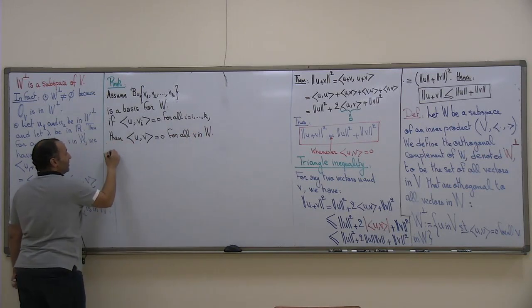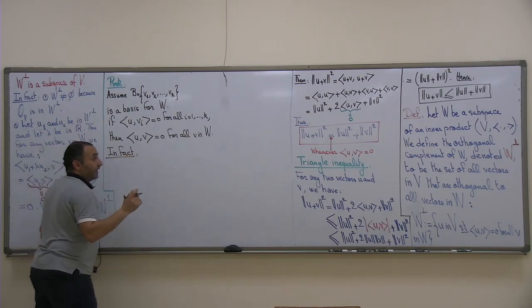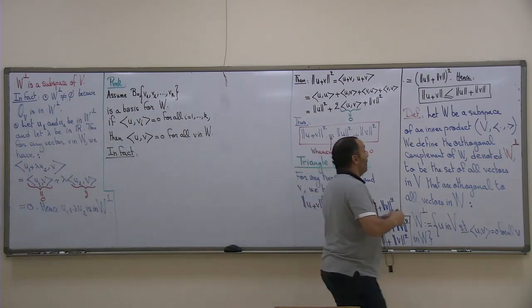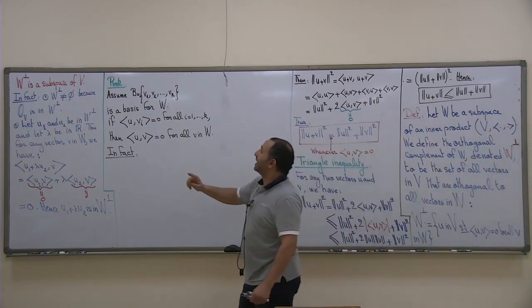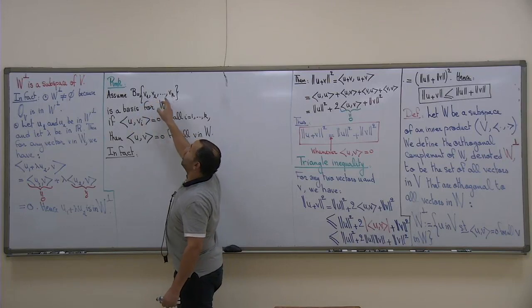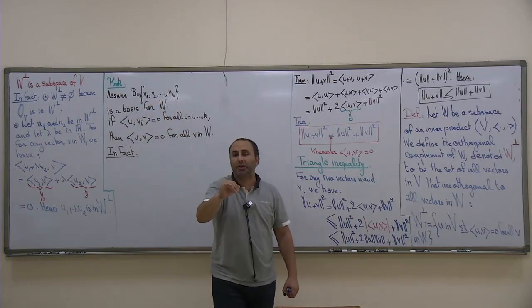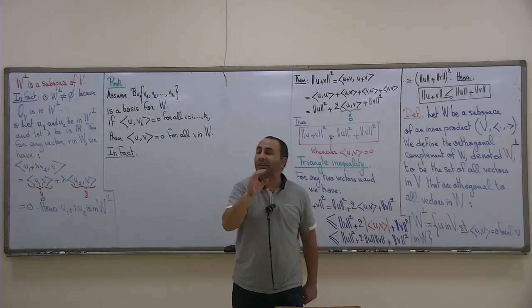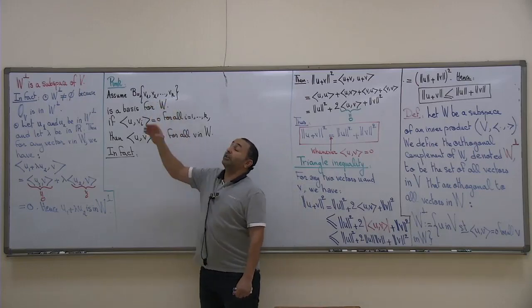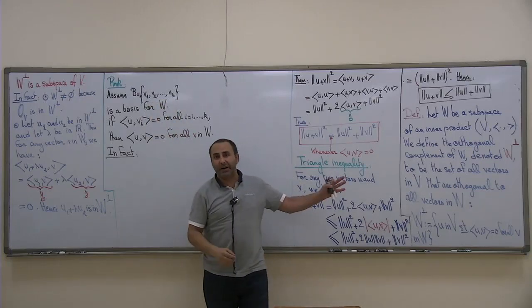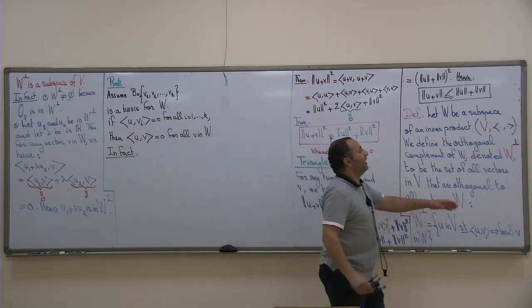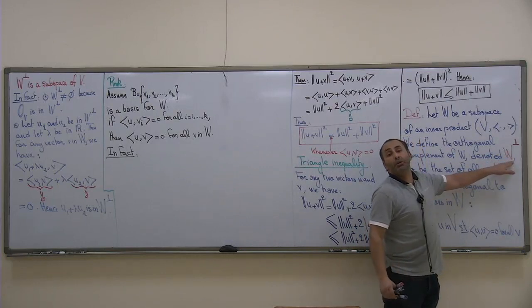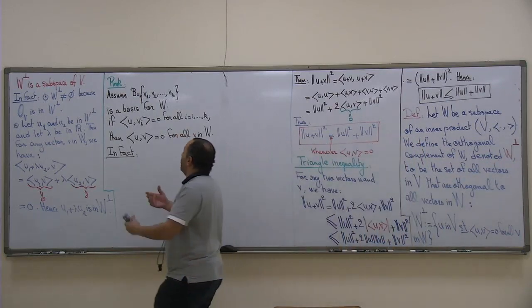In fact, why is this true? I repeat again, what is this idea? It is enough for me to characterize W orthogonal. It is enough for me to characterize the vectors that are orthogonal to all the vectors of the basis of W. If I can characterize the vector U, then automatically I get W orthogonal. So let me now explain why this is true.